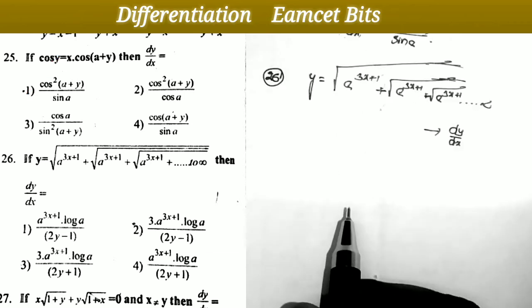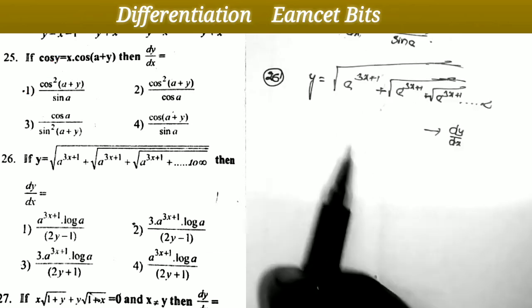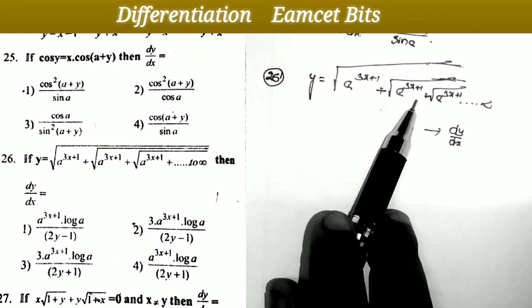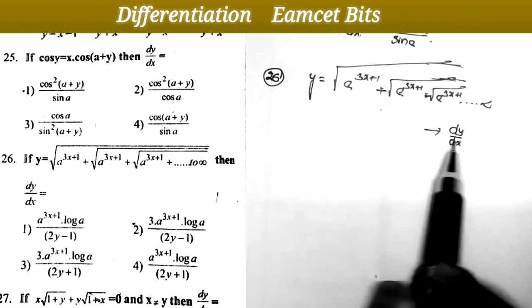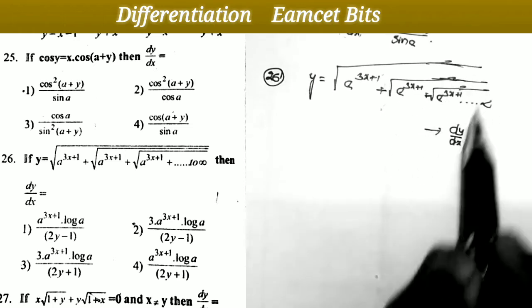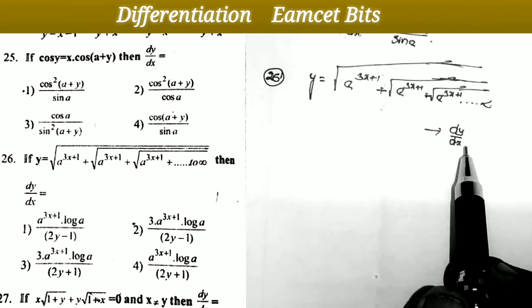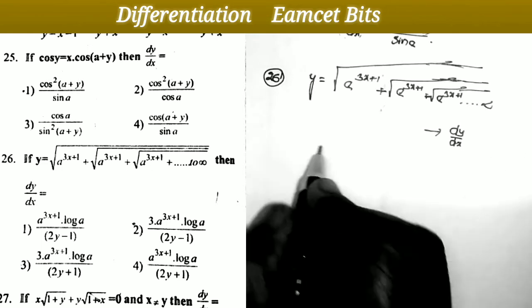Now the next question: y is equal to square root of (a power 3x plus 1 plus root over a power 3x plus 1 plus root over a power 3x plus 1 and so on to infinity). Then what is dy by dx value? Very important sum and very easy problem.